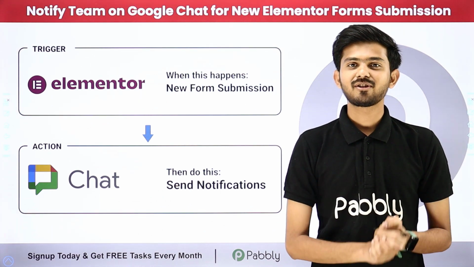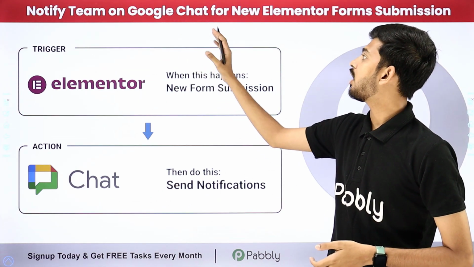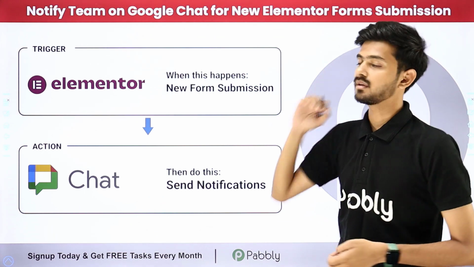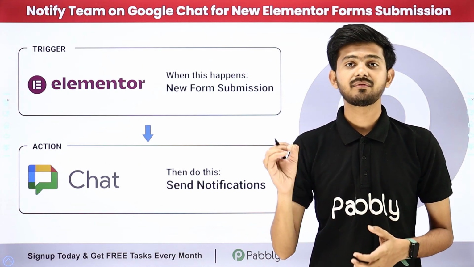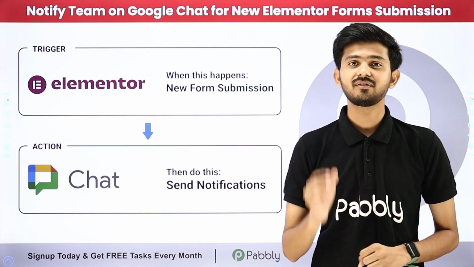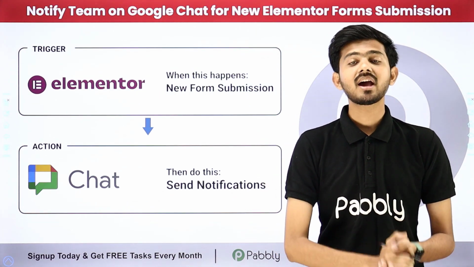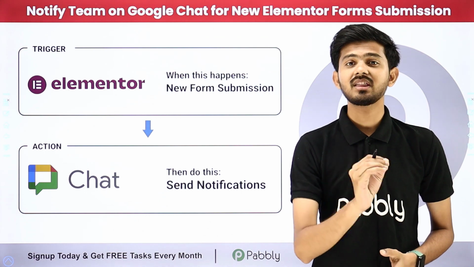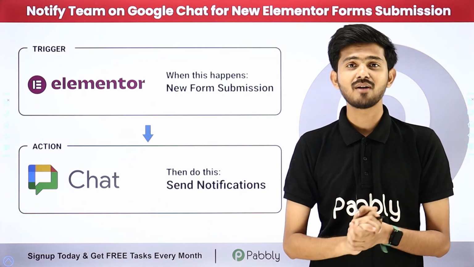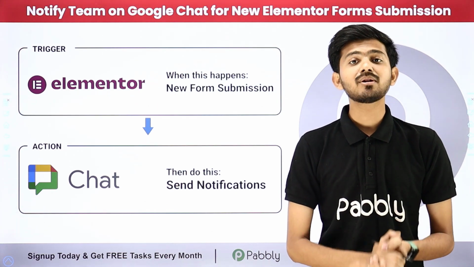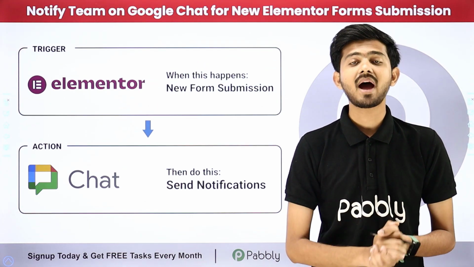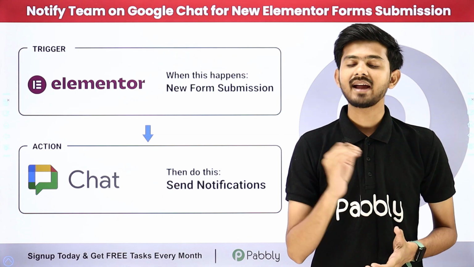Hello everyone, today our topic is how to notify team on Google Chat for new Elementor form submission. Suppose I have created a new registration form in Elementor form and I'm getting a lot of registrations from that form submission. So here my objective is that whenever I receive a new form submission from Elementor form, then automatically I'm going to capture the detail of that form submission and send a notification message automatically on Google Chat to notify my team.